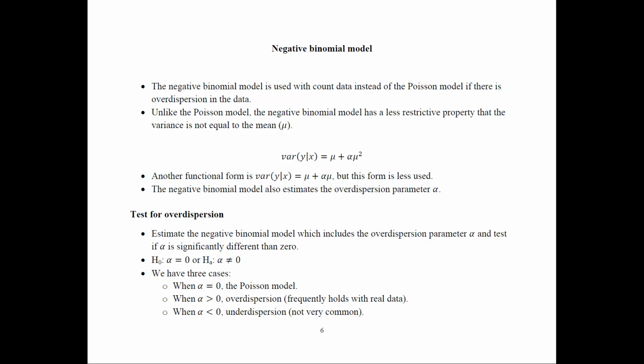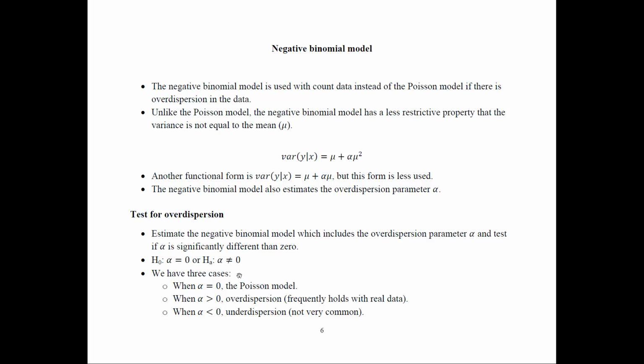Another functional form that we could use here is that the variance is equal to mu plus alpha mu, but for some reason this form is less used. So when we estimate the negative binomial models, one of the results that's shown in the output is this over dispersion parameter as well, and now we can test for over dispersion by just looking at this parameter. So we could estimate this negative binomial model and then use the hypothesis H0 of alpha equals 0 versus HA of alpha does not equal 0.